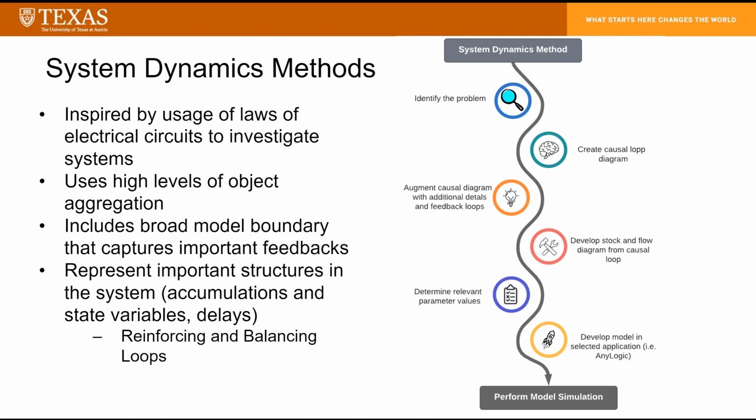It was created by J. Forrester at MIT in 1958. He was inspired by some of the physical laws that govern electric circuits and their behaviors, and he decided to apply these to investigate how high levels of object aggregation flows can be used in system analysis.